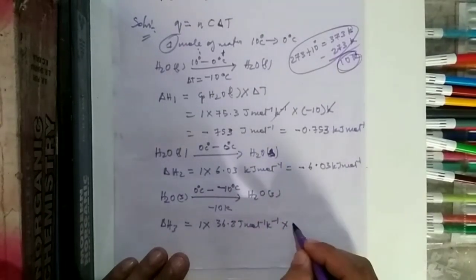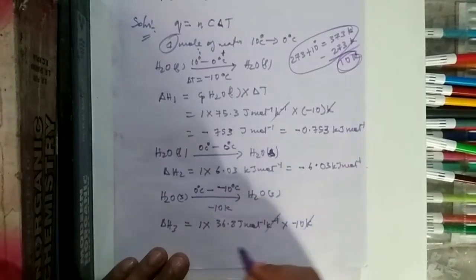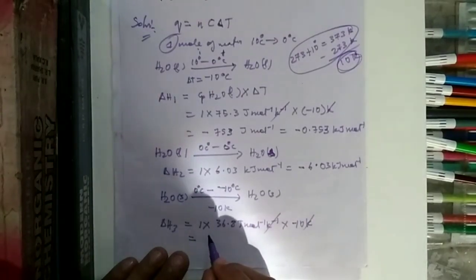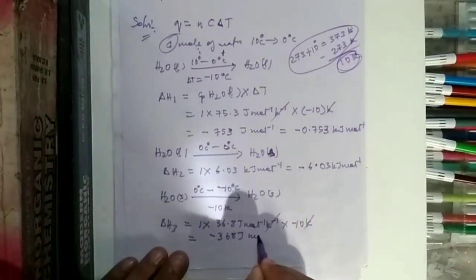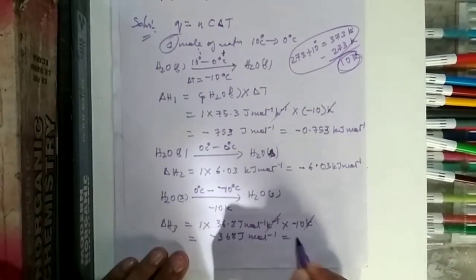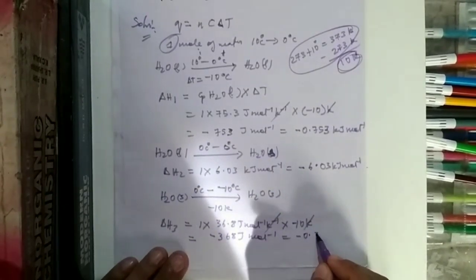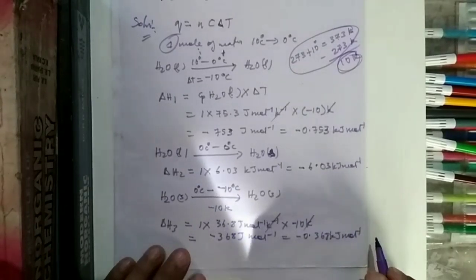into this minus 10 Kelvin. Kelvin can be cancelled, so what we are left with is minus 368 joule per mole. If you convert into kilojoule, it will become minus 0.368 kilojoule per mole.